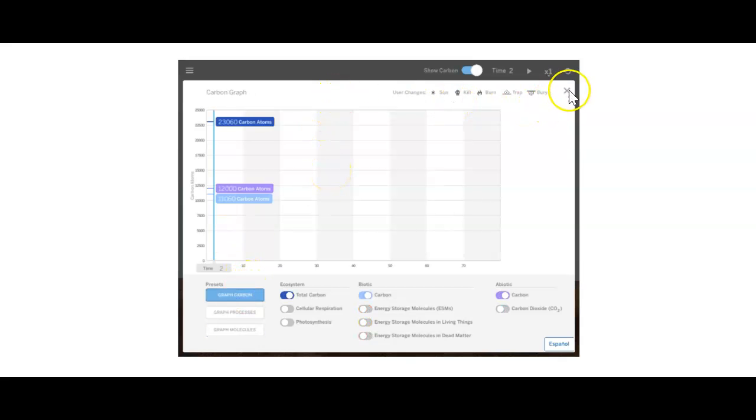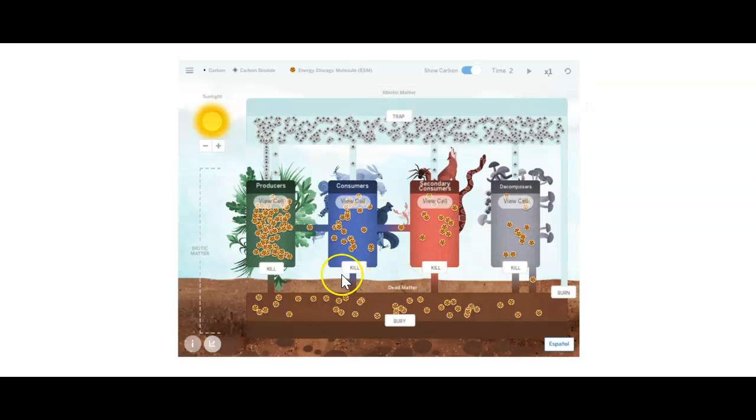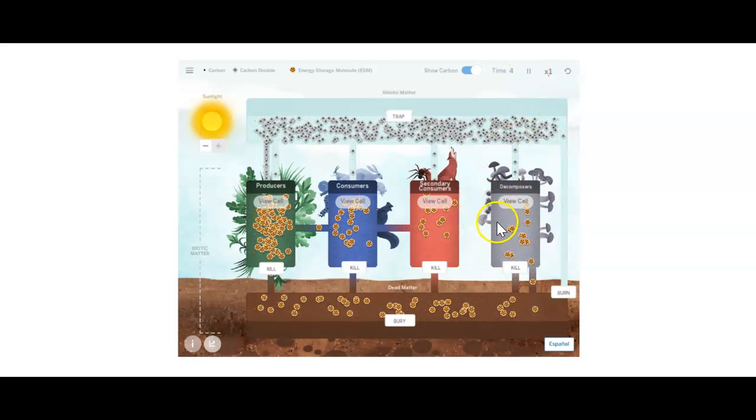So if I close that out, okay. So here's a kill. So it looks like we can kill consumers. We can kill decomposers. Maybe not. So when those die, they get buried in the dead matter. Burn. Okay, so you can burn some of the dead matter, and it looks like that releases carbon dioxide. It looks like we can play with the level of sun, low, no sun, that makes sense. So you can have no sun, low, medium, and high, and we can just see how things play out.